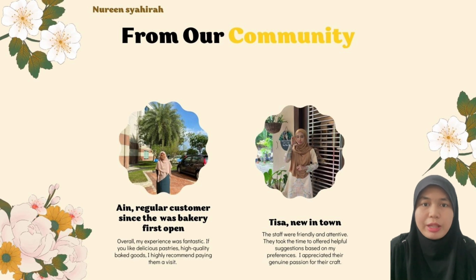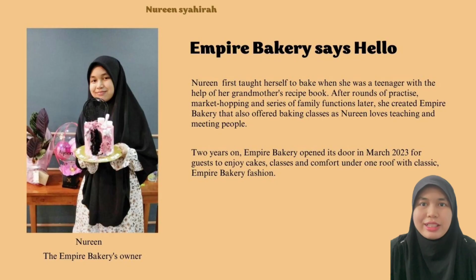Then I apply proximity to separate the two groups of words. One group is about the title, while the other is about customer names and their feedback. Lastly, I made a balanced design on the Empire Bakery story that includes the picture and the text.